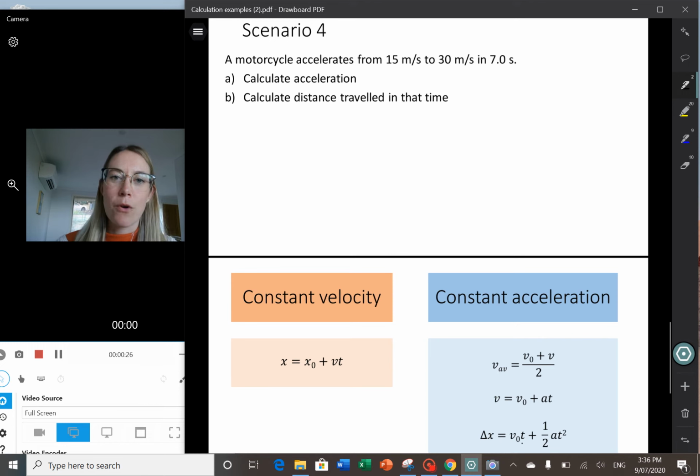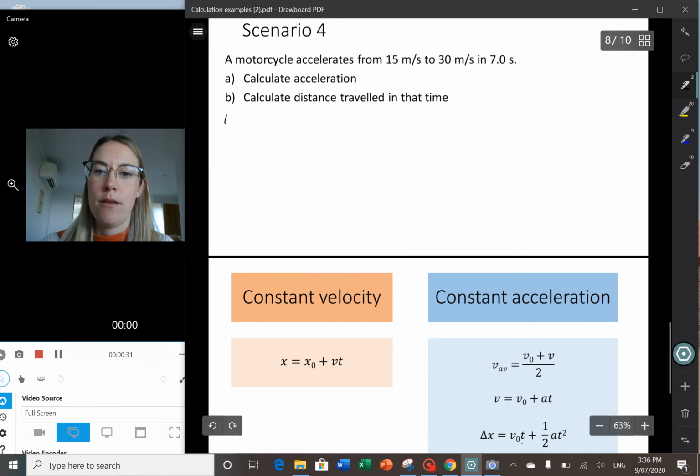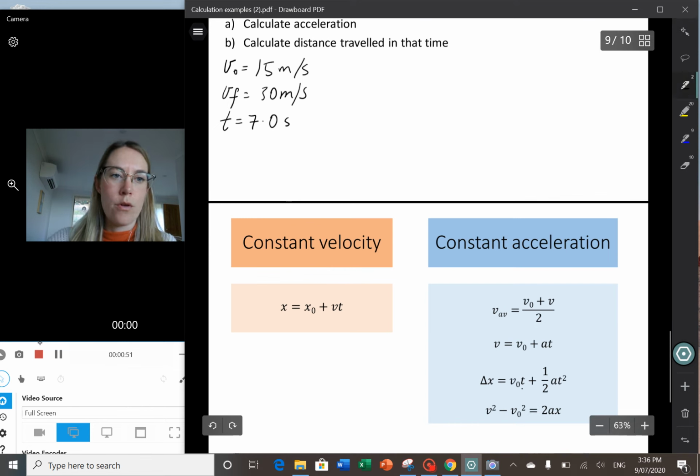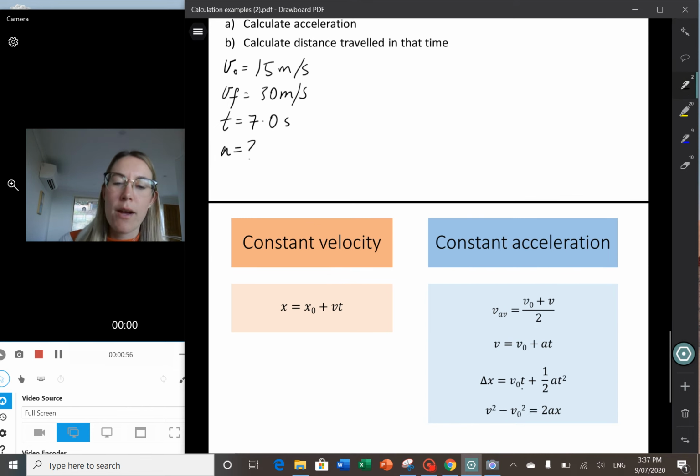So the first thing that we want to do is list all of the information that we know. So what have we been given? We've been given our initial velocity, which is 15 meters per second. Our final velocity, which is 30 meters per second. And we've been given time, which is 7 seconds. We're also asked for acceleration. So now we'll have a look at the list of formulas that we've been given.